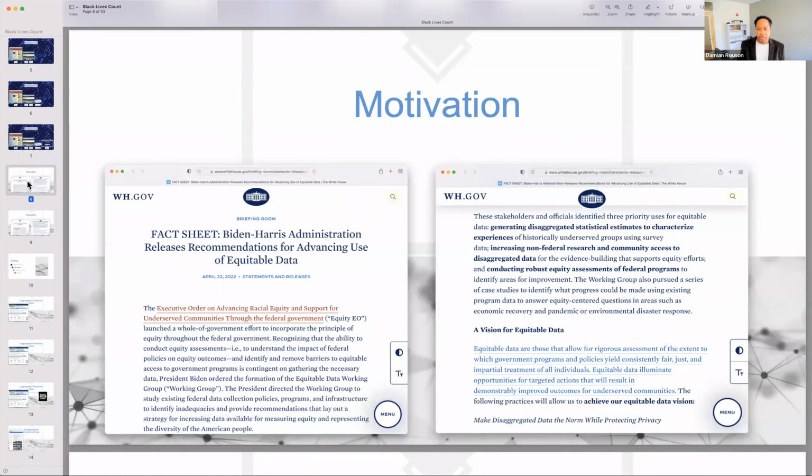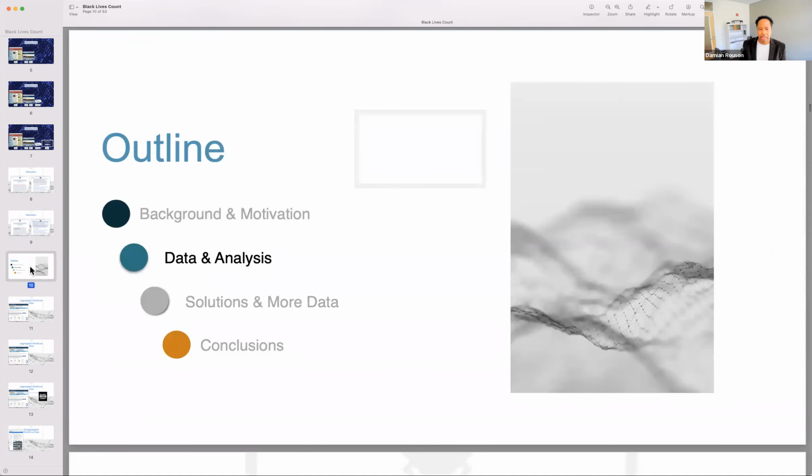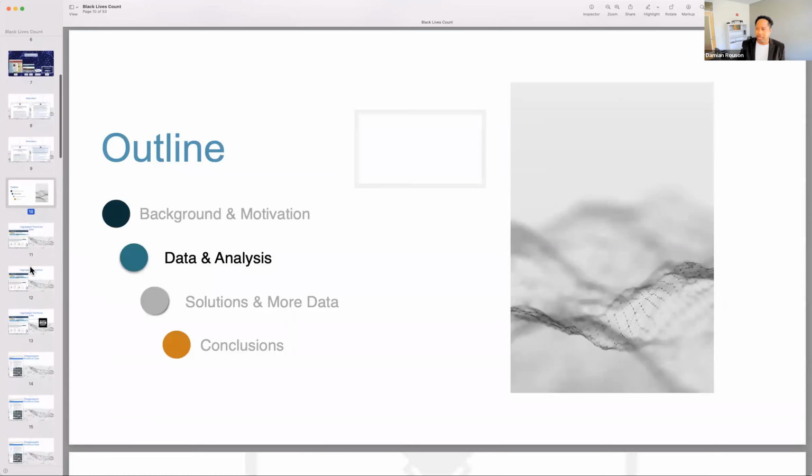A little motivation for what I'd like to talk about in this talk. Back in April, the Biden-Harris administration announced a whole of government effort aimed at generating disaggregated statistical estimates to characterize experiences of historically underserved groups using survey data, also increasing access to that data and conducting robust equity assessments. But I really want to focus on generating disaggregated statistical estimates and take a look at what that looks like here. So let's dive into some data and maybe a little bit of analysis.